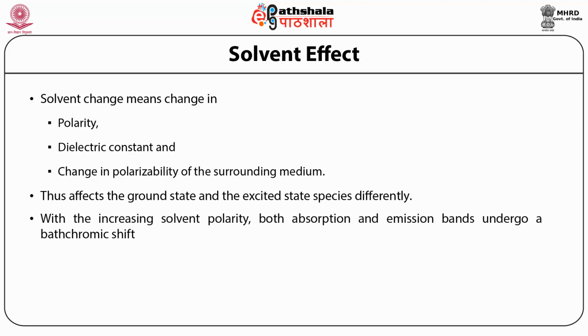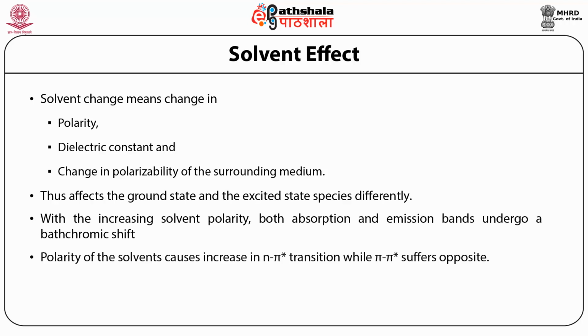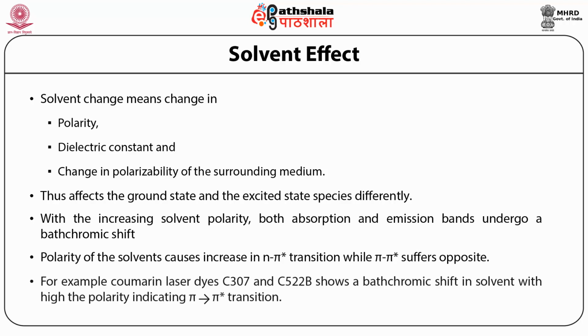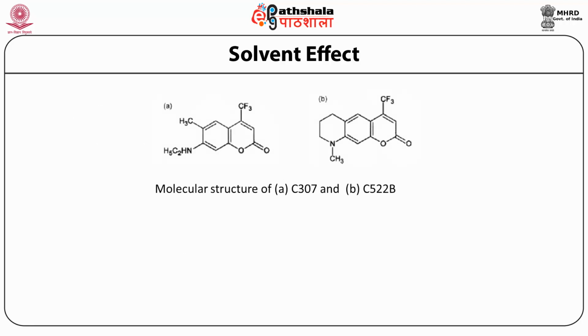With increase in solvent polarity, both absorption and emission bands undergo a bathochromic shift. The polarity of the solvent causes increase in non-bonding to pi antibonding transition, while pi to pi antibonding suffers the opposite. For example, Coumarin laser dyes C307 and C522B. A bathochromic shift in solvent with high polarity indicates the transition of pi to pi antibonding. This is the structure of Coumarin dye C307 and C522B.